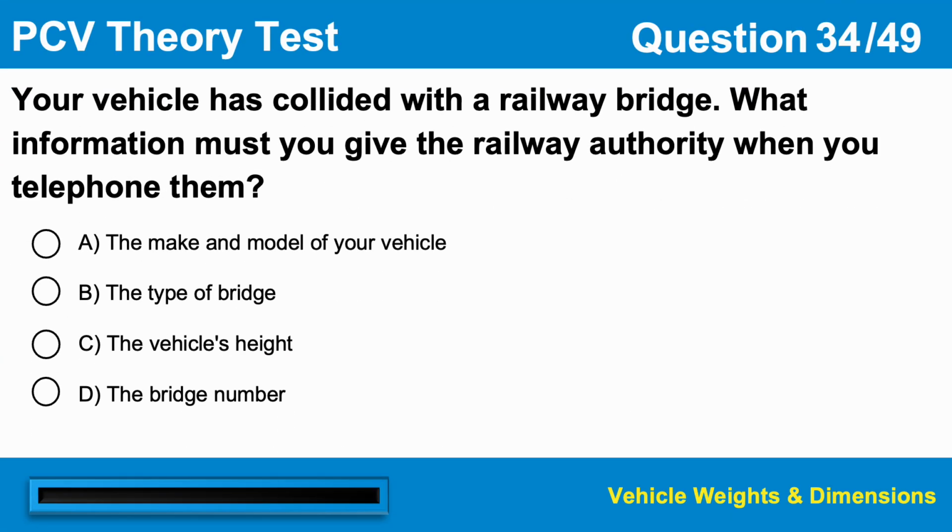In question 34, your vehicle has collided with a railway bridge. What information must you give the railway authority when you telephone them? A. The make and model of your vehicle. B. The type of bridge. C. The vehicle's height. D. The bridge number.